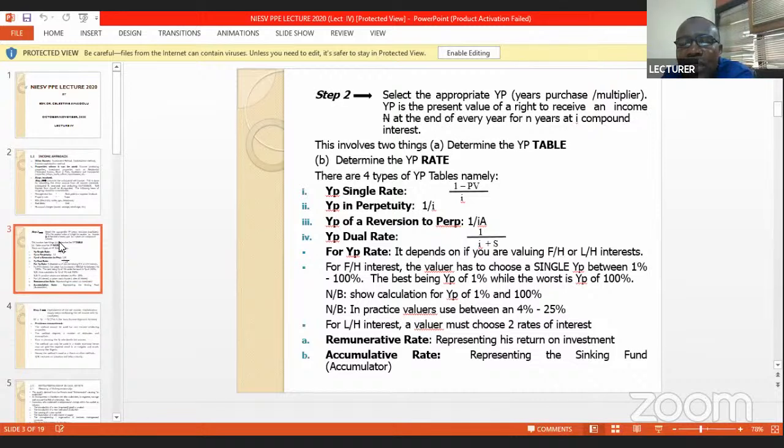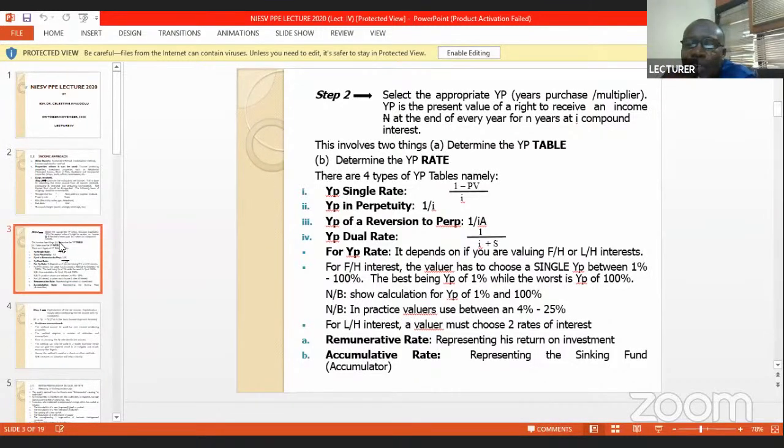If you are discussing the YP table, there are 4 types. The first one is a YP single rate. Second one is YP in perpetuity. Third one is YP of a reversion to perpetuity, YP dual rate.